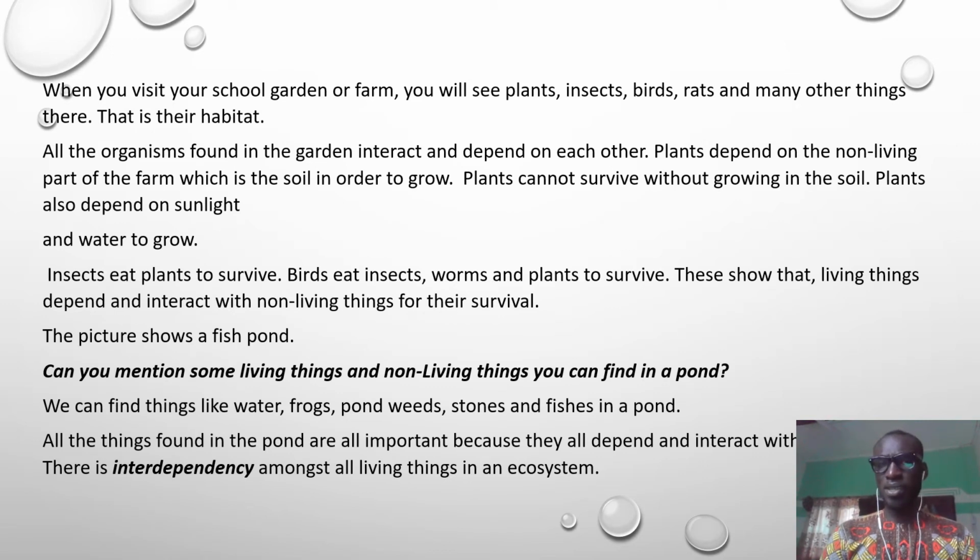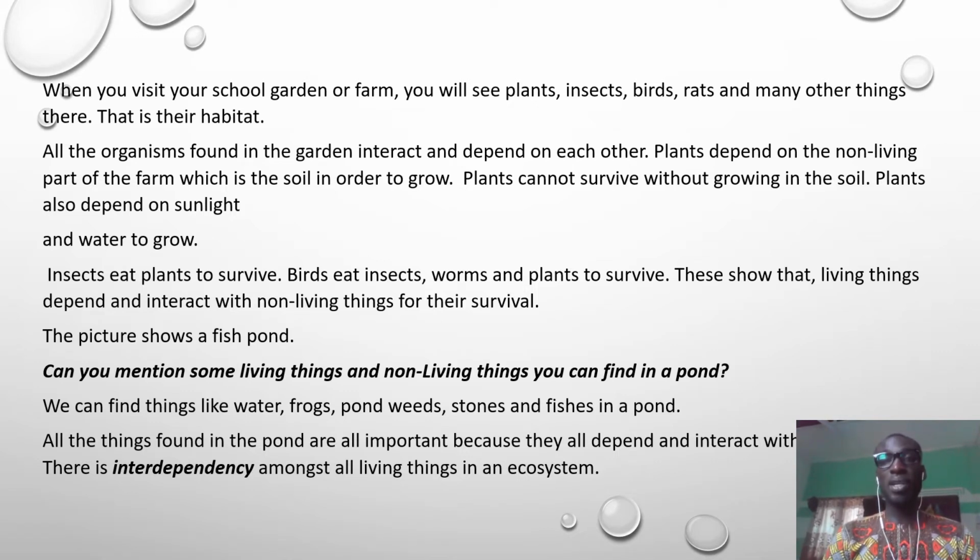So when you visit your school garden or farm, you will see plants, insects, birds, rats, and many other things there. That is their habitat. So the plants and the insects that you might find in your school garden, they also have that place as their habitat, or that is their home as well. So all the organisms found in the garden interact and depend on each other.